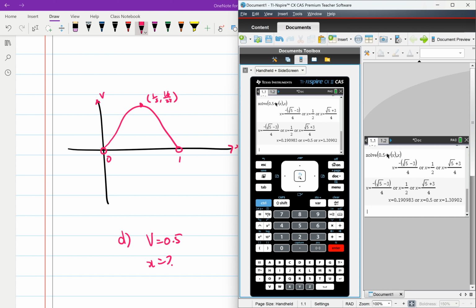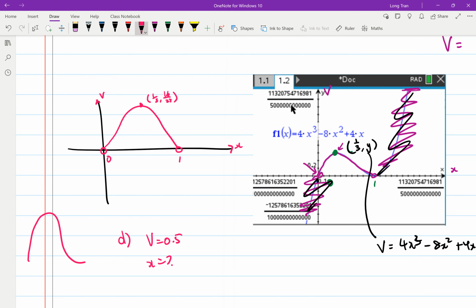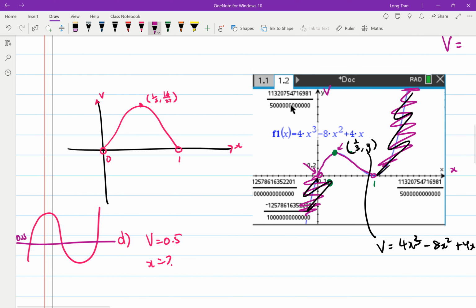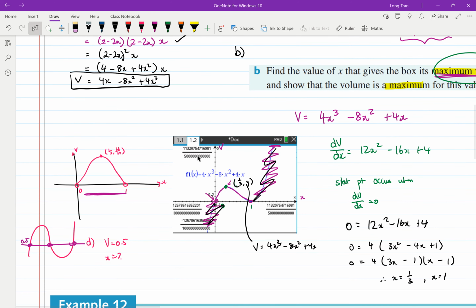Which one of those makes sense? Okay, so think about the graph. Why do I have 0.19 and then 0.5 and then 1.3? Because the graph originally looks like this. You're asking it, when will volume be 0.5? Right? So if this was the 0.5 mark, of course there's going to be 3 different values. But which one of those fit in the domain? That's what you're answering. Okay, so that's what I mean by understanding what the function represents.